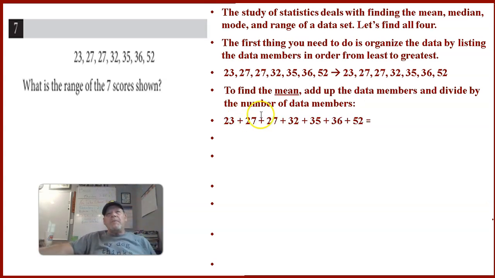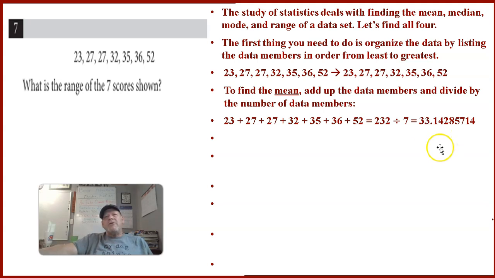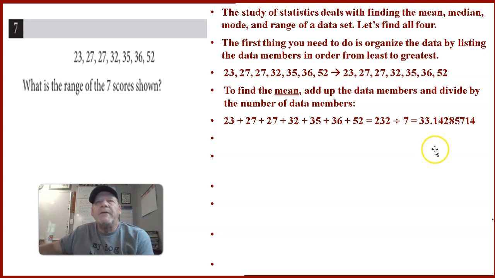So I take 23 plus 27 plus 27 plus 32 plus 35 plus 36 plus 52, and I get 232. I divide it by 7. That's the number that we have here. So it ends up being 33.14285714, and a calculator is very handy working a problem like this.